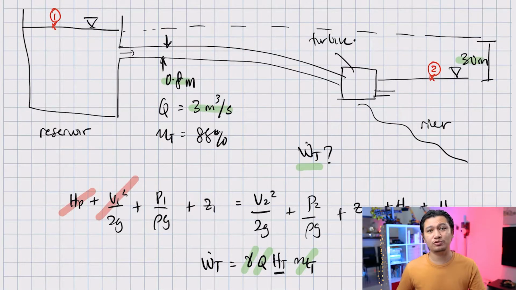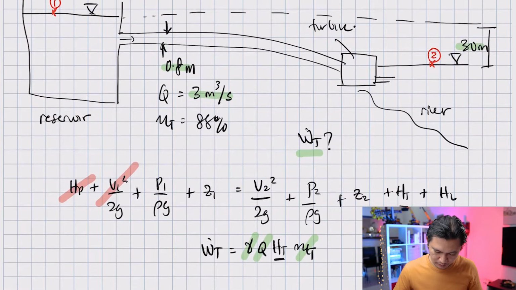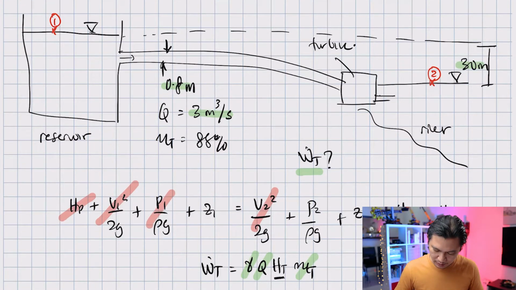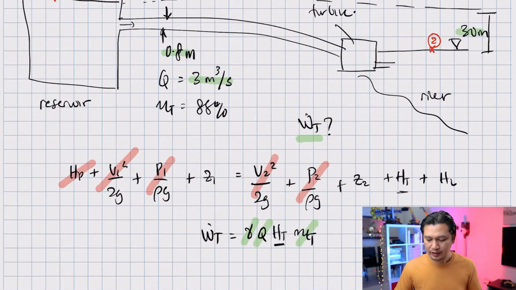And I can cancel this out. And the same goes for the river. The velocity that goes up and down on the river surface is very small, so we can neglect that as well. And what happens to pressure at point 1 and pressure at point 2? Pressure at point 1 is atmospheric pressure and pressure at point 2 is also atmospheric pressure. So P1 and P2 can be cancelled out. And you are left with Z1, Z2 and H loss.